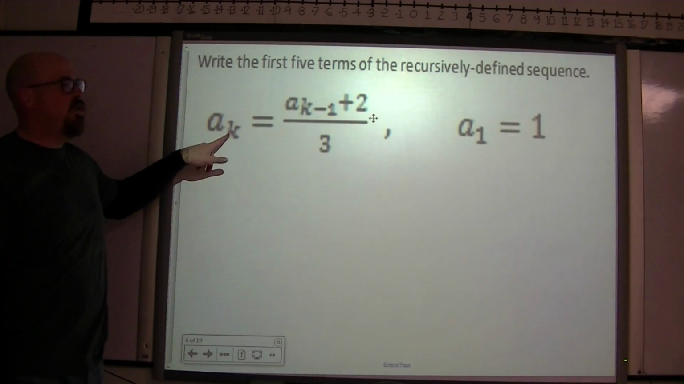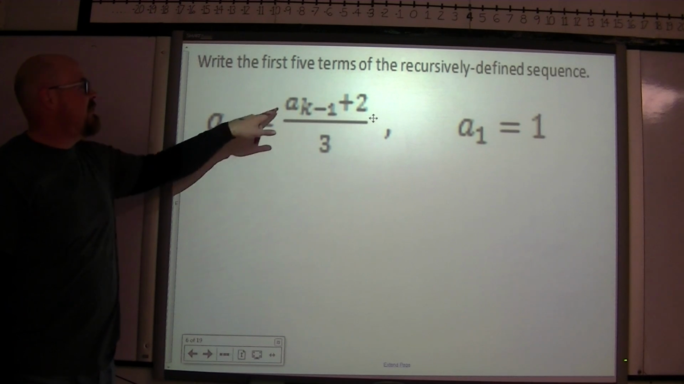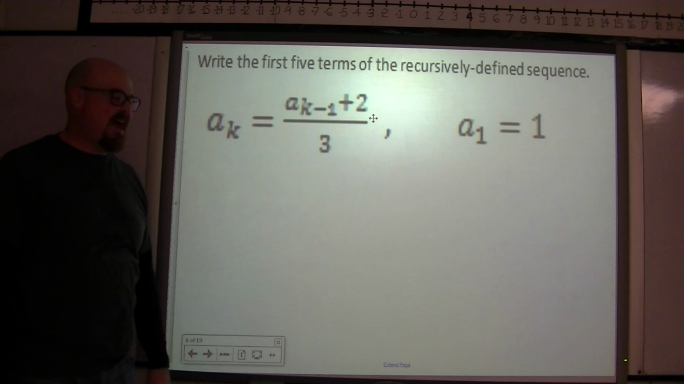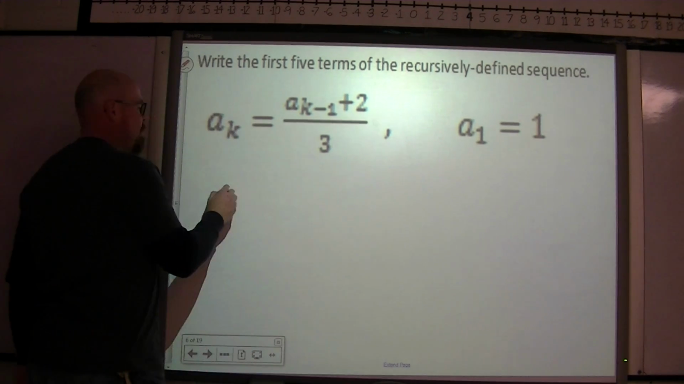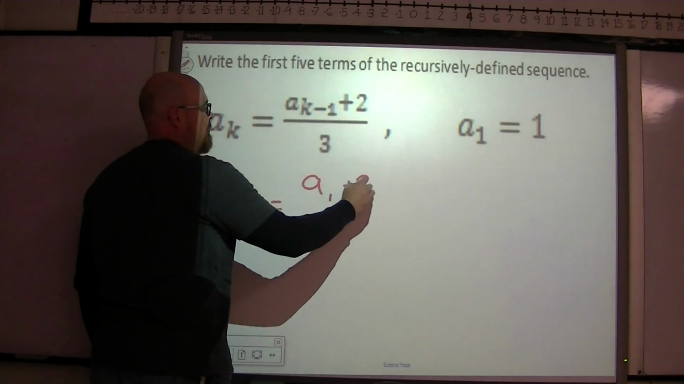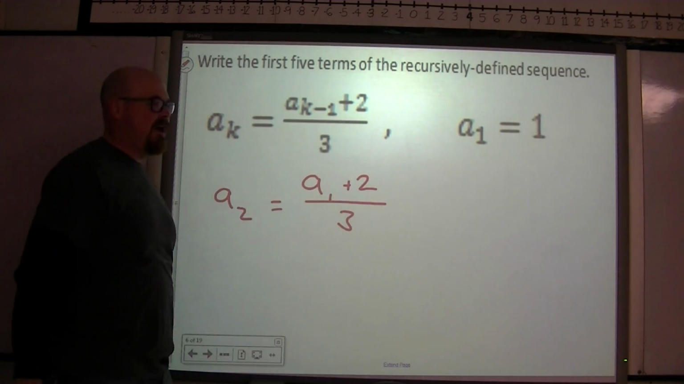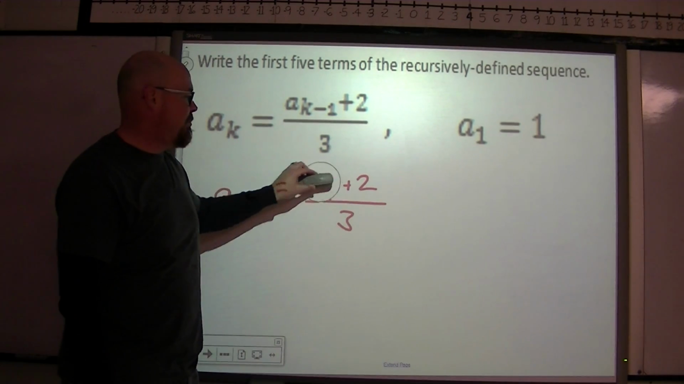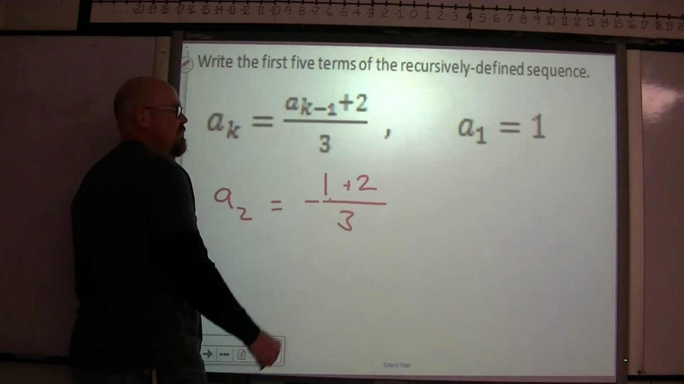They're saying if you want to know one of the terms in the sequence, take the term that came before it, add 2, and then divide that by 3. Right? So if we want to know the second term, it's the first term plus 2 divided by 3. But I know what the first term is. The first term is 1. So I can replace that with the value of 1.